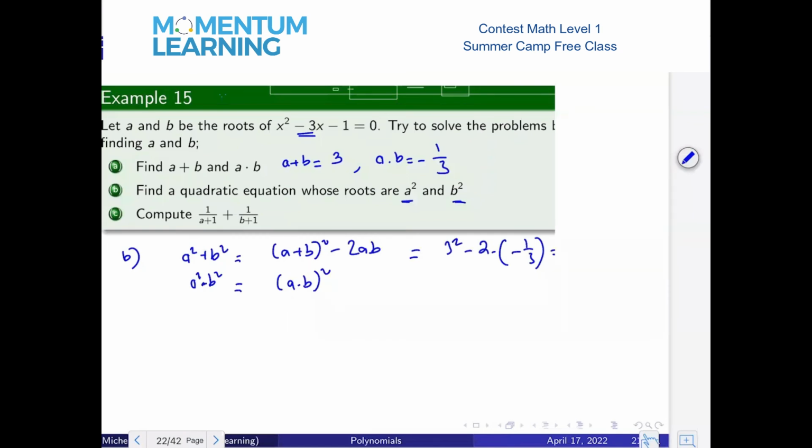Okay. And the product of the roots, a times b squared, so it is negative 1 over 3 squared, which is 1 over 9. Oh yeah, it is negative 1. Thank you so much, James. That was correct. It is negative. I don't know why I divided by 3. Thank you. It is much better to deal with than a fraction.